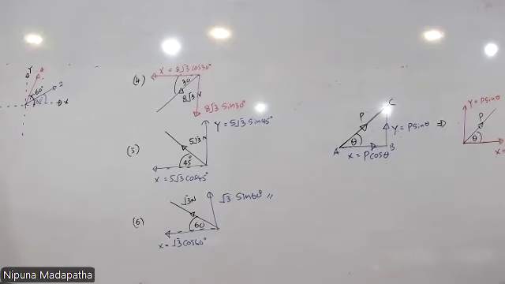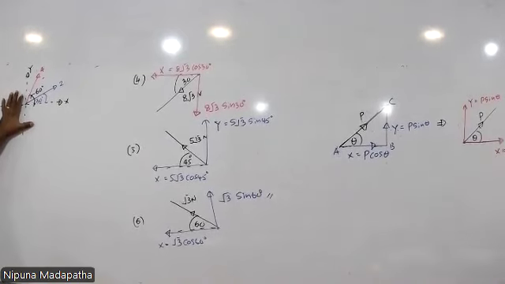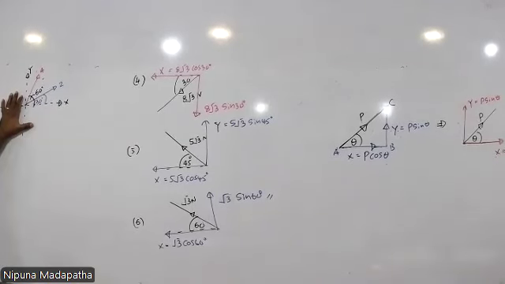Let's take this as the seventh one. Find the algebraic sum of the x and y components of the following system of vectors.